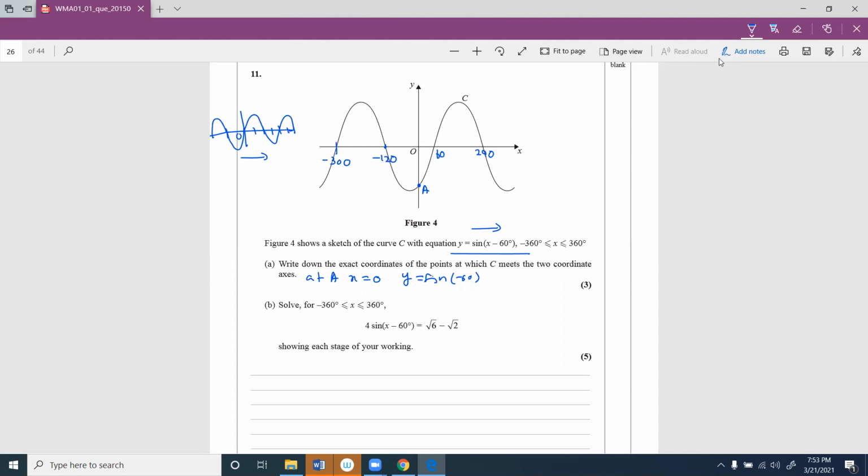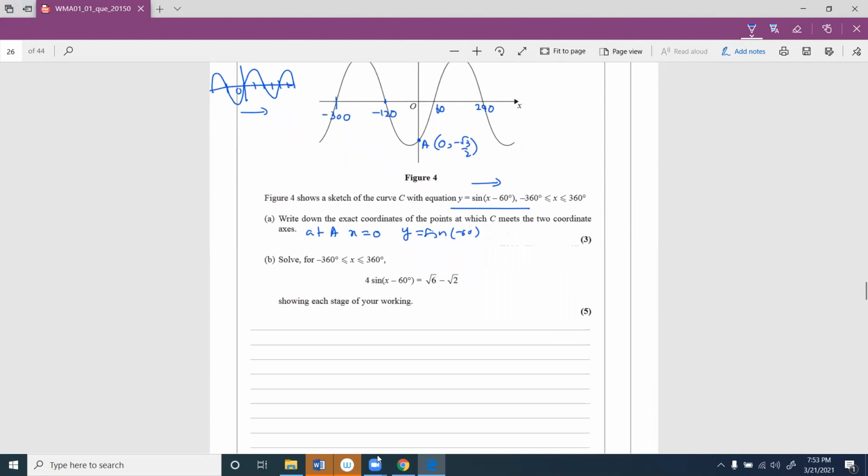Sine minus 60 is minus root 3 over 2. So here the x coordinate is 0 and the y coordinate is minus root 3 over 2. That's a factor to get it. Then they mention: solve 4 sine (x minus 60) equals root 6 minus root 2.